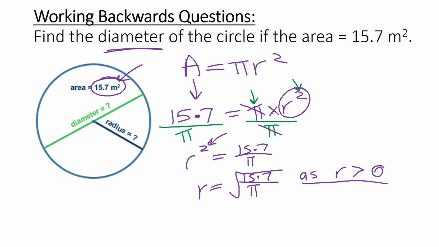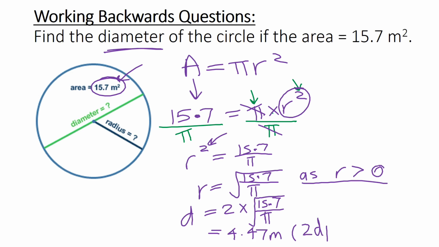So we'll just write r equals the positive square root of 15.7 on pi, as r is positive, and we know that the diameter is actually 2 lots of the radius, which is this expression here. I don't need to use my calculator till the very, very end, and if I wanted to, I could type that into my calculator, and it actually gives me 4.47 meters to 2 dp. But just notice I only used my calculator right at the end. So that's a good example of a working backwards question.